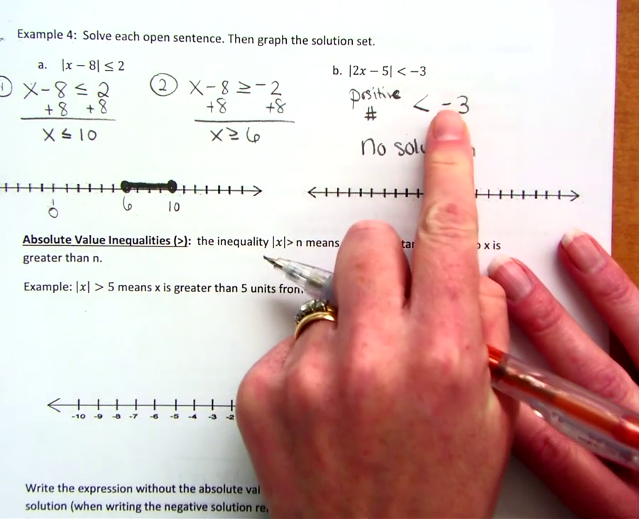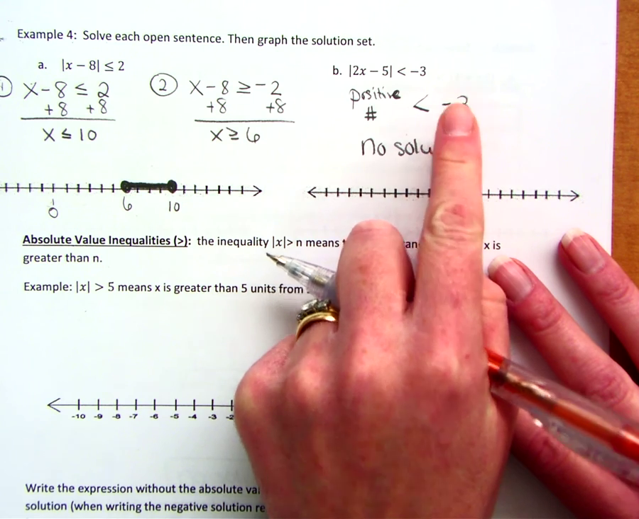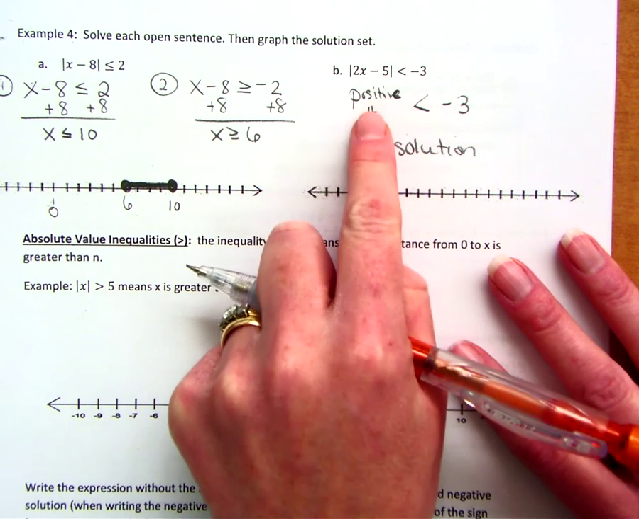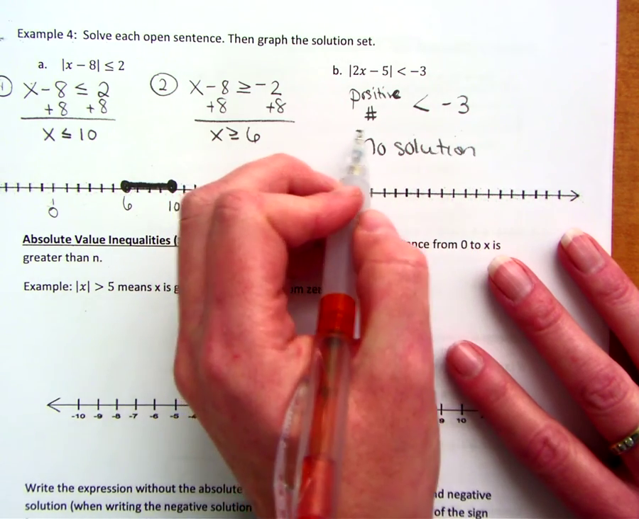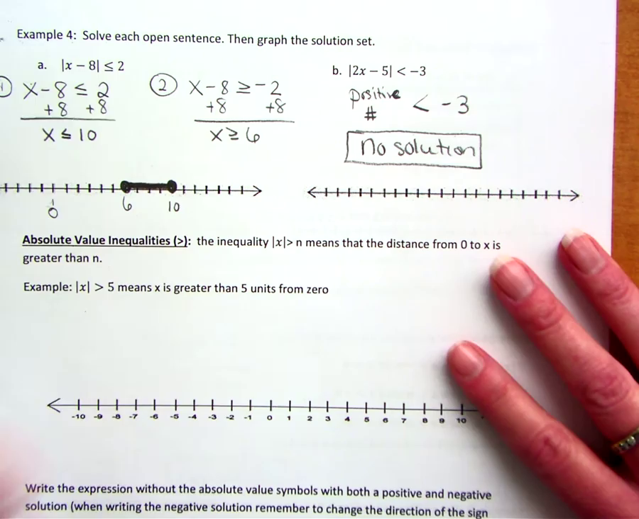So anytime you have a negative on the other side of an absolute value, think about whether the statement, that the absolute value is positive, is true. If it's true, then you'd be all set. If it's not true, the answer is no solution. It's not going to be possible.